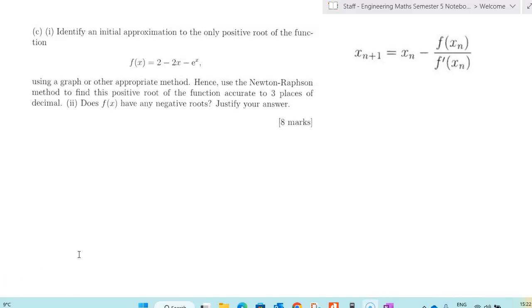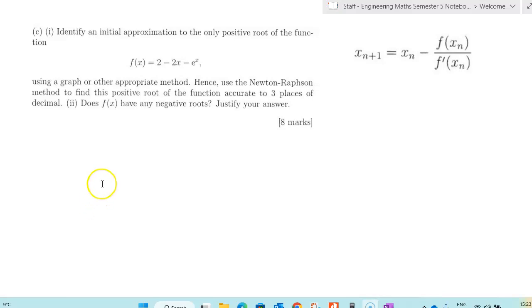So this is question 3 from the 2018 January paper on Newton-Raphson, and it says: identify an initial approximation to the only positive root of the function f of x equals 2 minus 2x minus e to the power of x using a graph or other appropriate method. Hence use the Newton-Raphson method to find this positive root of the function accurate to 3 places of decimal. Part 2, does f of x have any negative roots?